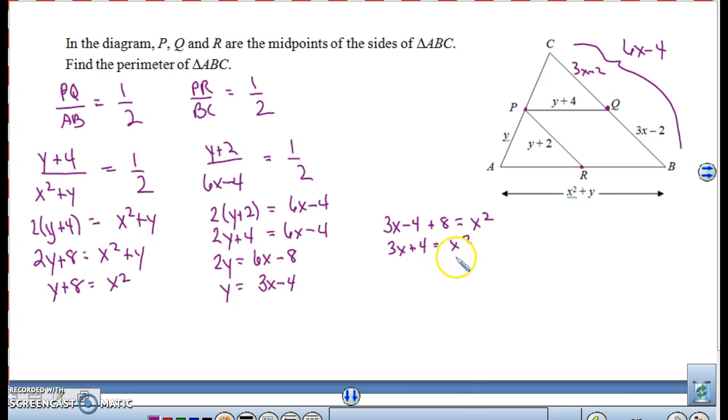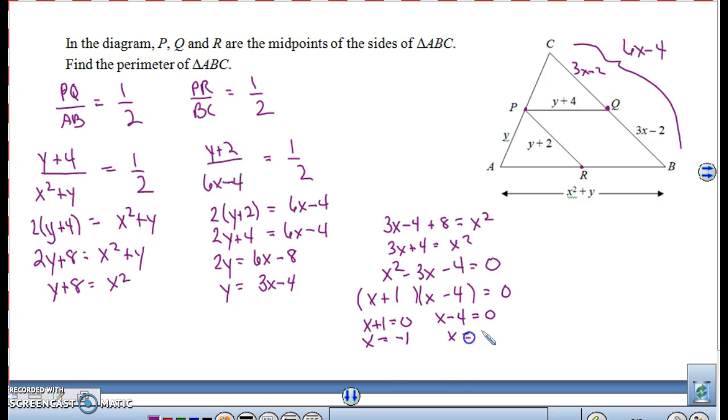This is a quadratic equation, so I want to get it equal to 0, and I want the x squared to be positive. So I'm going to move these over here. That gives me x squared minus 3x minus 4 equals 0. Factor, factor, factor. All right, we know the signs are going to be plus and minus. The factors of 4 that give me negative 3 would have to be negative 4 and positive 1. Set them equal to 0. And x is equal to negative 1, and x is equal to 4.